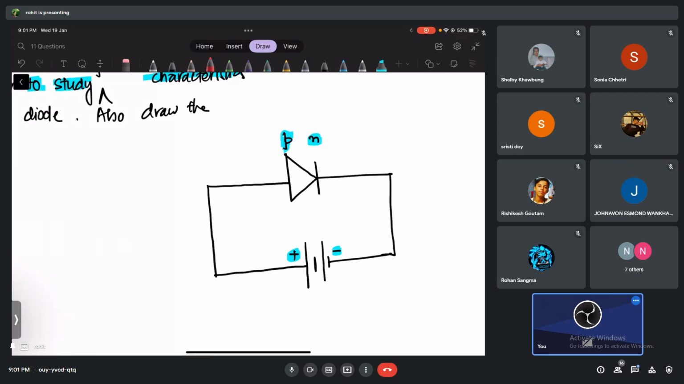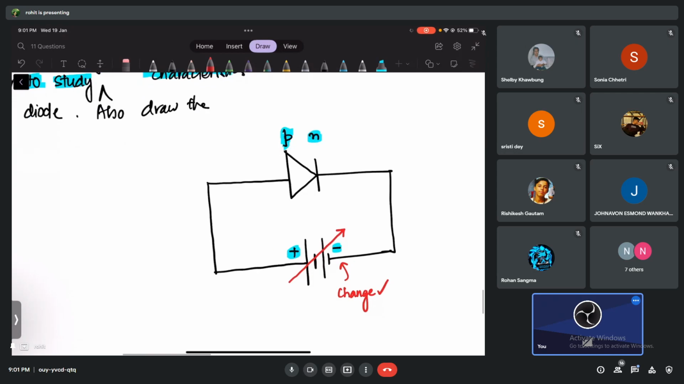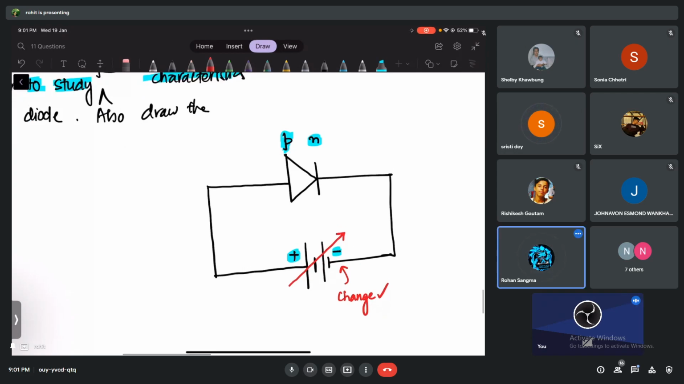Now you're going to give an arrow. I'll tell you why. This arrow means, will you keep the battery fixed or will you change the values? You will change the value of the battery that you're applying. Maybe you apply 0.1 volt, 0.2, 0.3, like that we are going to change it. Till now it's clear, guys, all of you? Yes or no? Yes, sir.